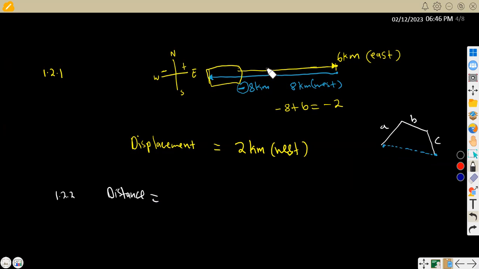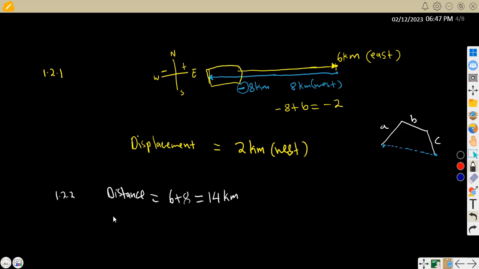man. He took 6 kilometers going to the east. He took 8 kilometers going to the west. So you shall combine the two, the 6 kilometers and the 8 kilometers, which means the man took 14 kilometers all in all walking. All right.